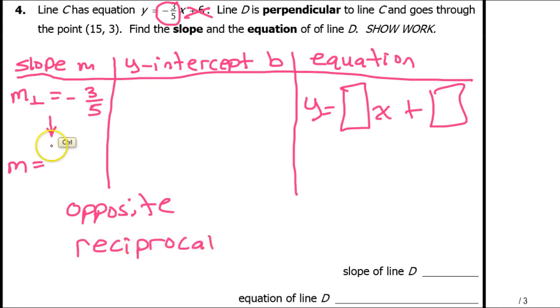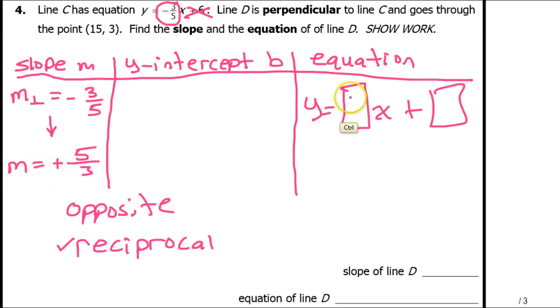All right, those are the two things about the slopes of perpendicular lines. Reciprocal means you turn the fraction upside down. So because I see the 3/5, then I'm going to have 5/3 instead. That's what reciprocal means. Opposite means opposite in sign. So if the first line has a negative slope, a perpendicular line will have a positive slope. So that's why I'm going to leave this as positive 5/3.